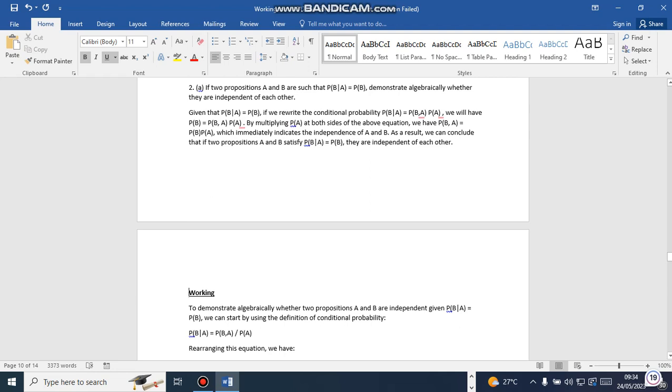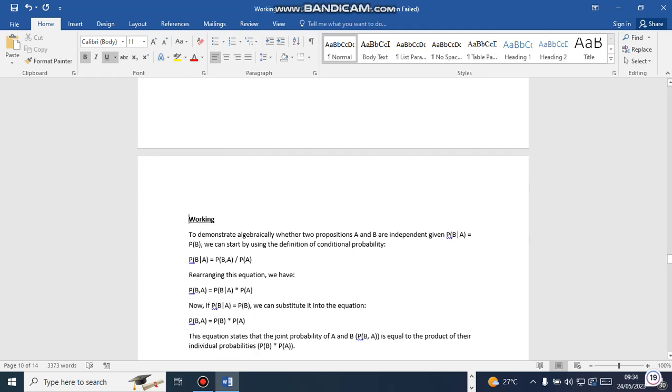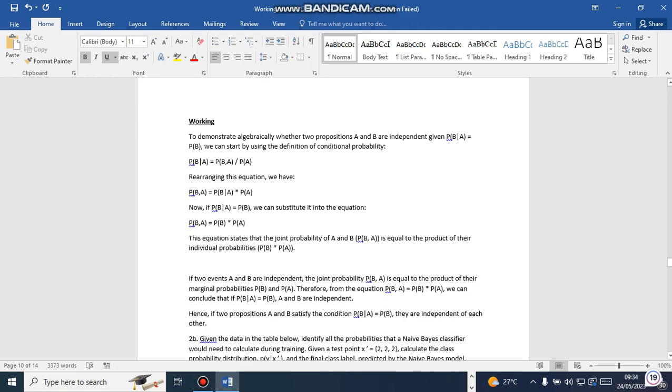So before we do that, given that the probability of B given A is equal to the probability of B, we will rewrite the conditional probability: the probability of A and B is equal to the probability of B given A multiplied by the probability of A. From there we can also check our event to know whether it is independent or not. So let's go to the working.